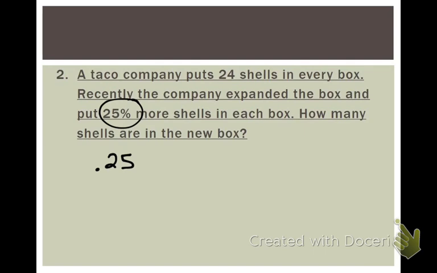Okay, so you did 0.25 and you multiplied it by 24. I want you guys to put that in your calculator. Who else has already done that part? Okay, this is going to tell you how many more shells. This is going to tell you 25% more of 24. What is 25% more of 24, guys? 6, okay? So this is what it's telling me.